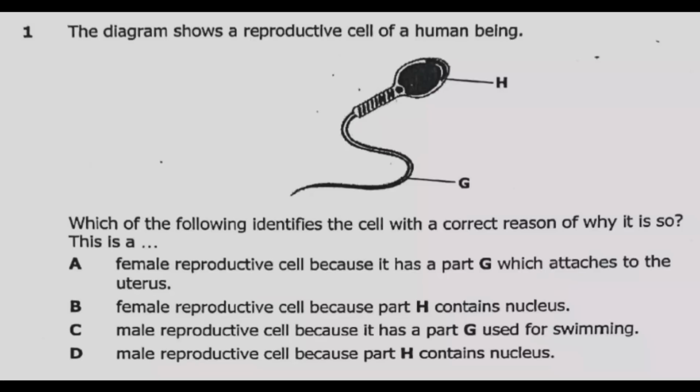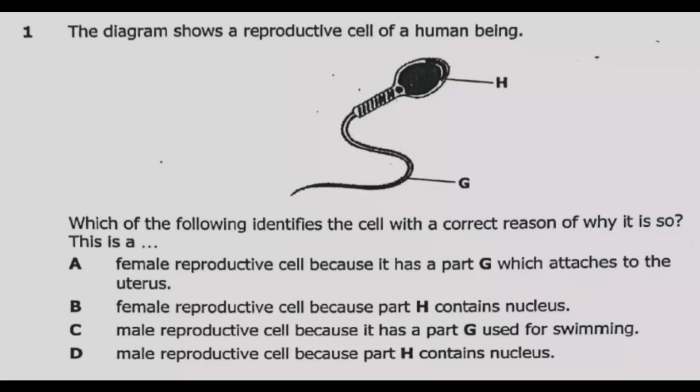Question 1 is as follows. The diagram shows a reproductive cell of a human being. Which of the following identifies the cell with a correct reason of why it is so? A, this is a female reproductive cell because it has a part G which attaches to the uterus. That is not a female reproductive cell, so the answer is wrong. B, female reproductive cell because part H contains nucleus.